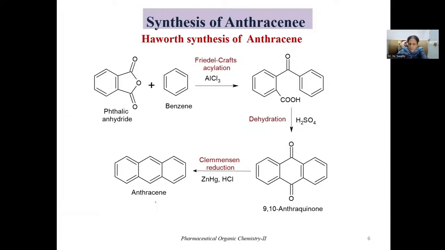Now, in case of anthracene, it consists of three aromatic ring systems. So, one of the benzene rings in anthracene can be obtained from benzene itself, while the other two ring systems of anthracene can be obtained by taking phthalic anhydride. So, benzene reacts with phthalic anhydride in the presence of aluminum trichloride. That means it is a Friedel-Crafts acylation reaction. That means the first step is a Friedel-Crafts acylation reaction.